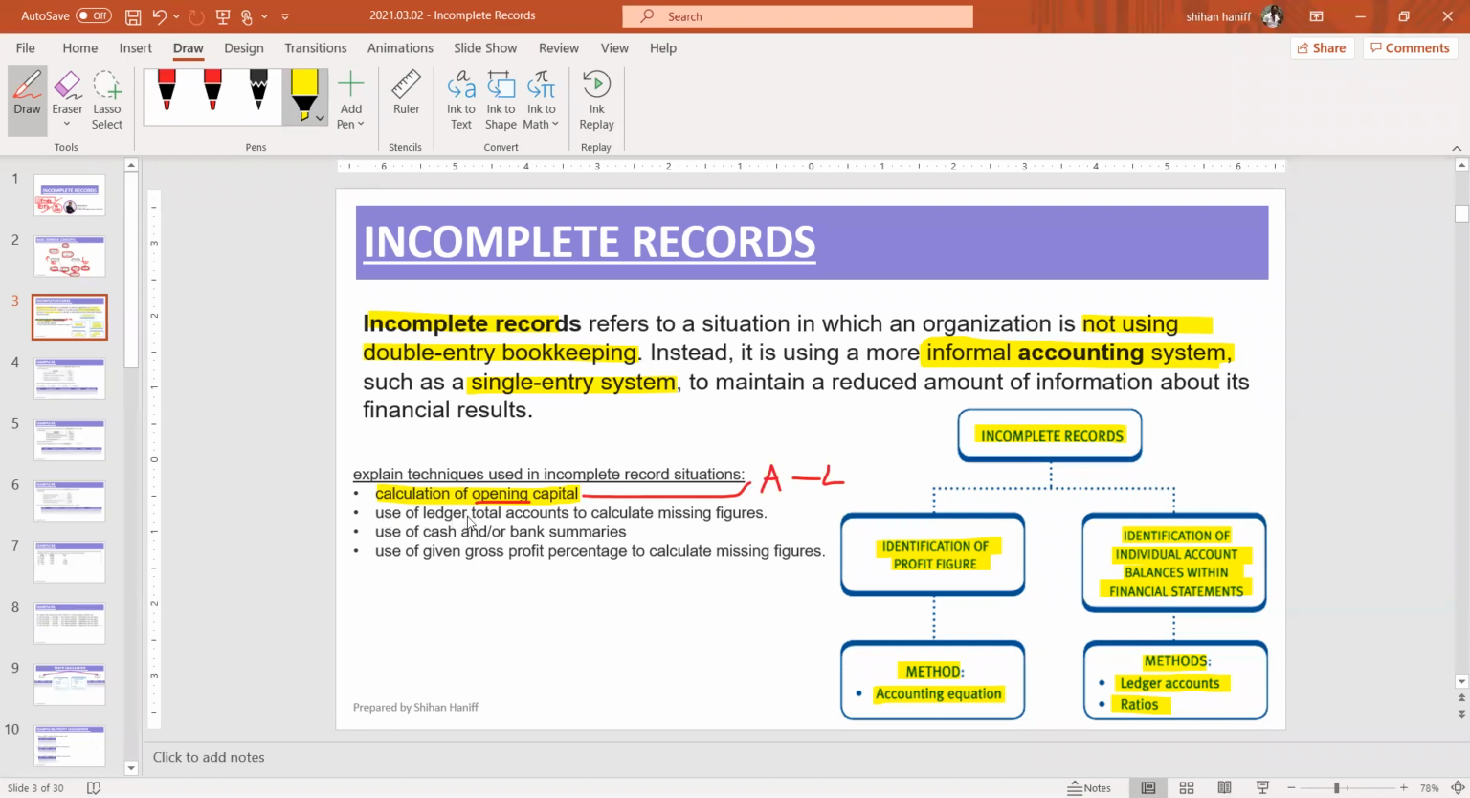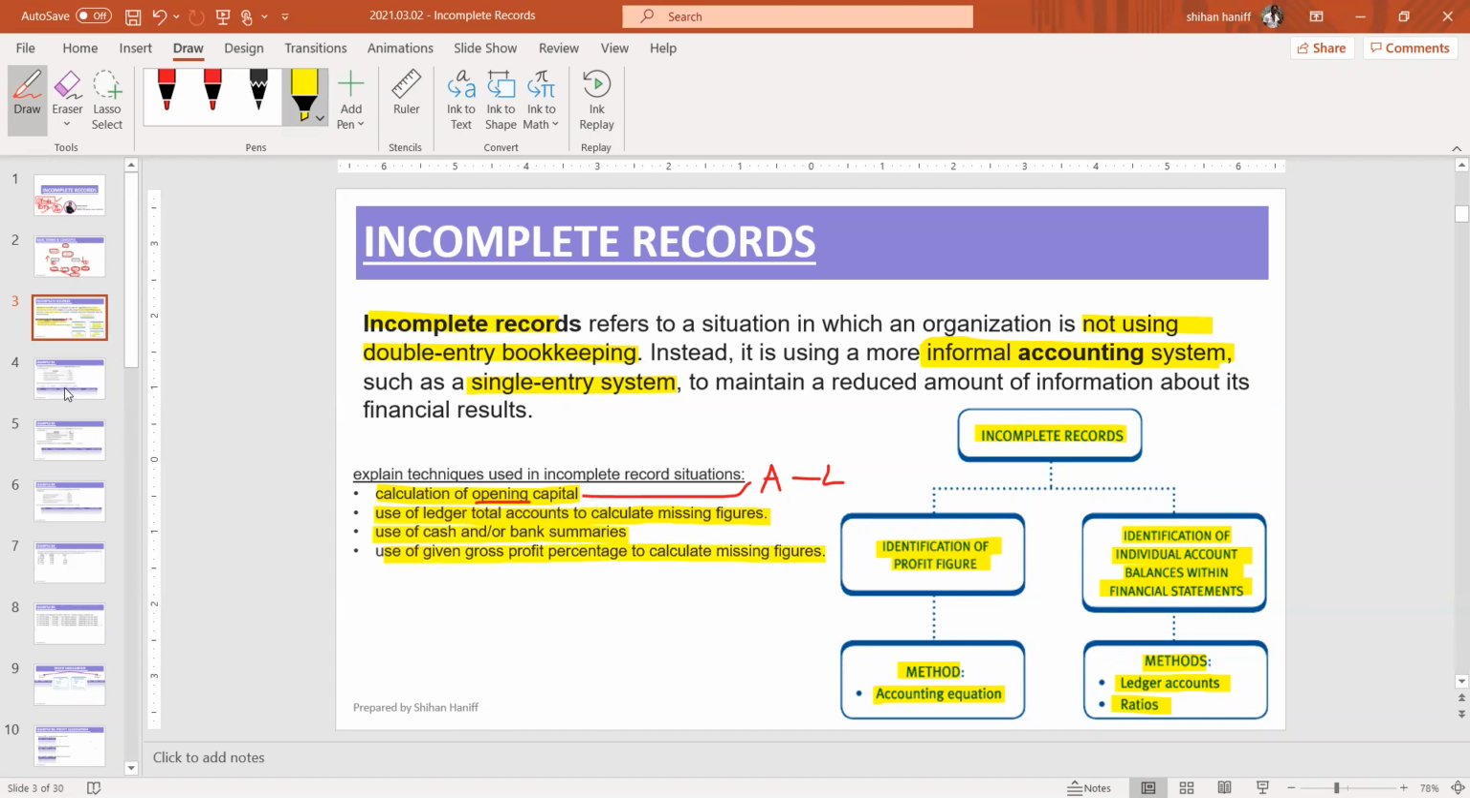Then we need to know the use of ledger total accounts to calculate missing figures. For example, if some of the debtor balances are given, you can find the missing entries, like we did in the debtors control account and creditors control account. If they have not given the credit sales amount, using the other information, you can find the missing information. Then use of cash and bank summaries, and use of a given profit percentage to calculate missing figures. I will be explaining this during the session.